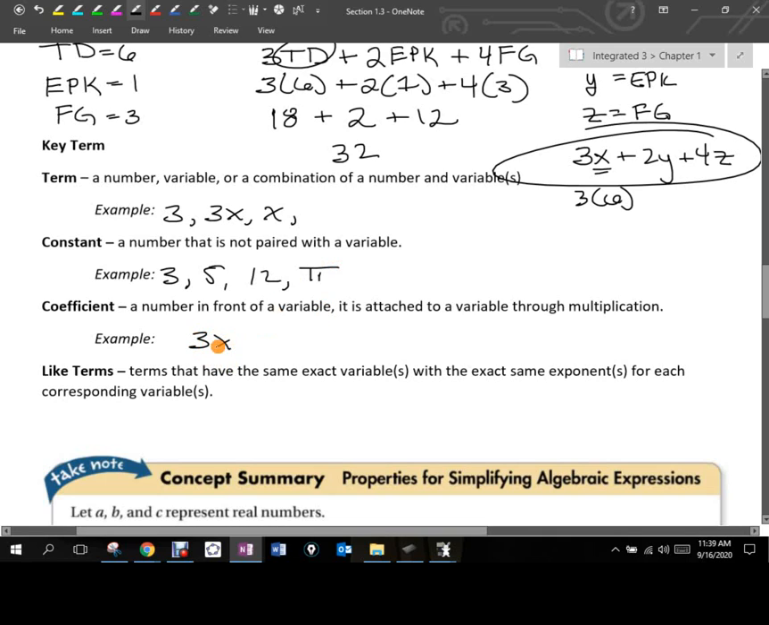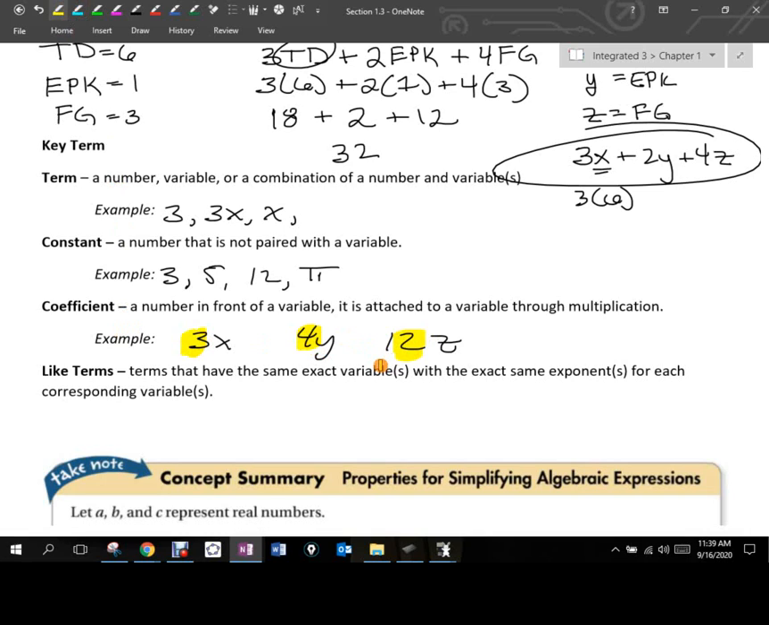So if I go 3x, 4y, 12z, the 3 is the coefficient. For the most part, we always write our coefficients out in front. There are a couple of things as we work through the year where the coefficient will be in the back, but we'll talk about that later. Like terms are terms that have the same exact variables and the same exact exponents for those variables.